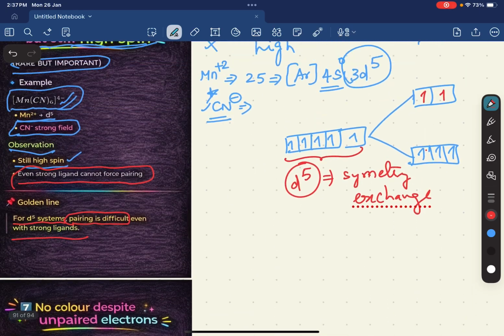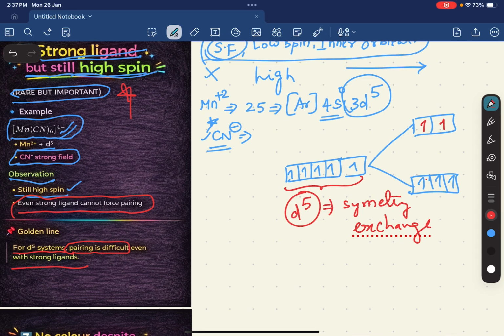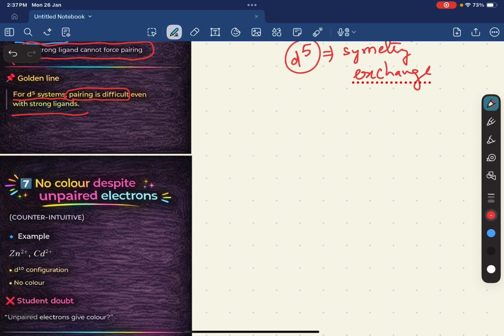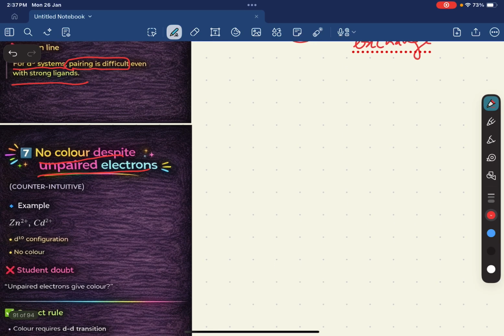Hope that is clear. So this is the most important example. Questions were asked many times in exams, in PYQs only. No color, even though it has unpaired electrons. So that is also possible. Generally unpaired electrons means we assume it is having color.